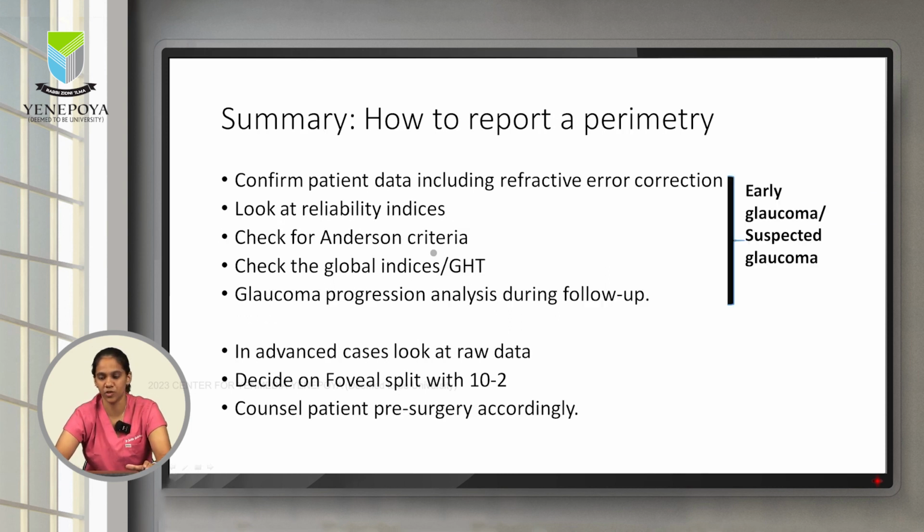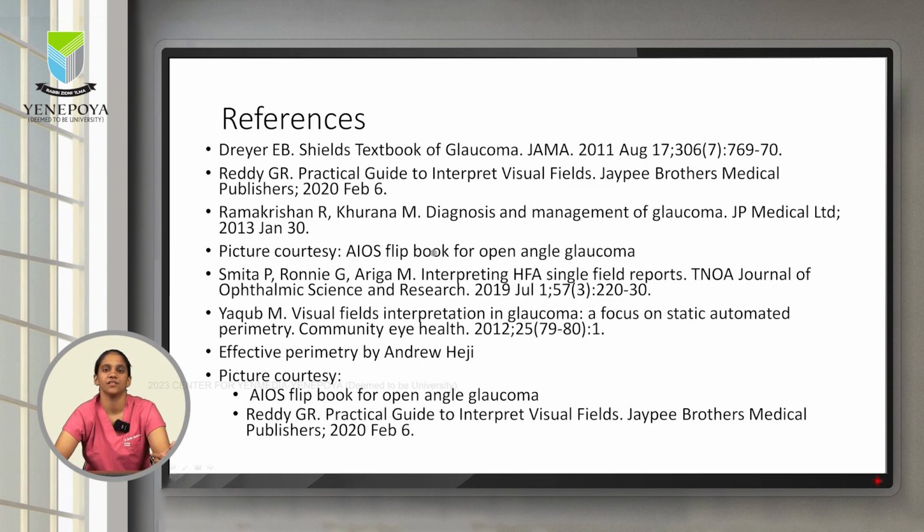So to summarize, how do you report a perimetry? First, confirm patient data including refractive errors, look at reliability indices, check for Anderson's criteria, check for global indices and GHT, and then during follow-up you are going to use glaucoma progression analysis, right? This is for early glaucoma or suspected glaucoma, or for confirmed glaucoma cases for follow-up. Then in advanced cases, you are doing 10-2, you look only at the raw data, you decide on foveal split with 10-2 only, remember not on 24-2, only on 10-2, and then counsel the patient pre-surgery accordingly if foveal split is present. So that is it.